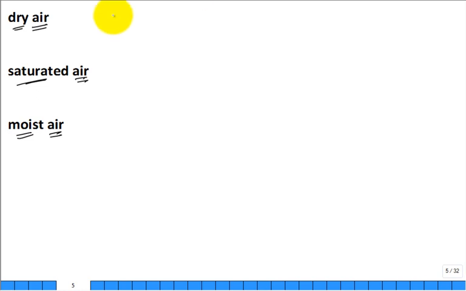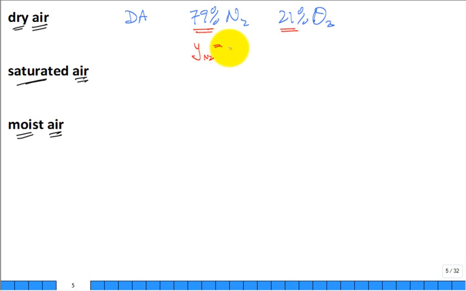So this would be approximately, I use DA for dry air, about 79% nitrogen and 21% oxygen, and that's good enough. I know there's other components, but if it's 79 and 21, is that mass fraction or mole fraction? What do you think? It'll be the mole fraction. So y of N2 in dry air is 0.79. And y, the mole fraction of O2 in dry air, would be 0.21, 21%.